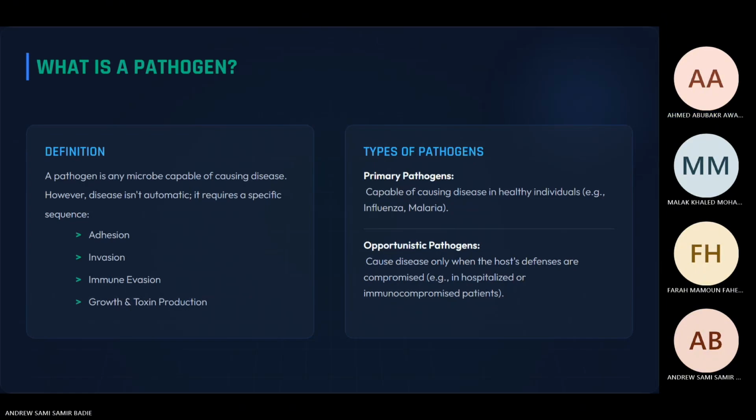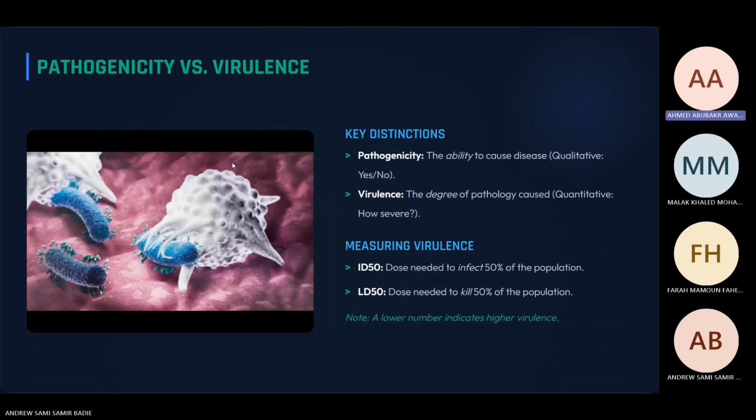Next, we need to understand the difference between two terms, which are pathogenicity and virulence. Pathogenicity is a simple term. We ask the question, does it cause the disease or not? So it's like a yes or no question. As for virulence, we need to understand how much disease it causes. So it's like a scale.